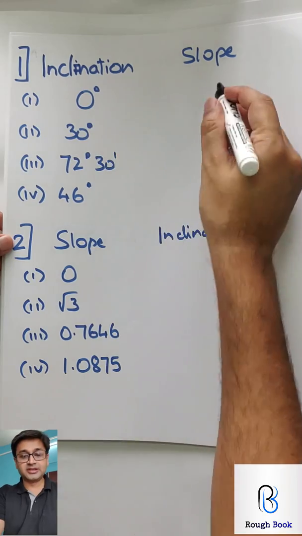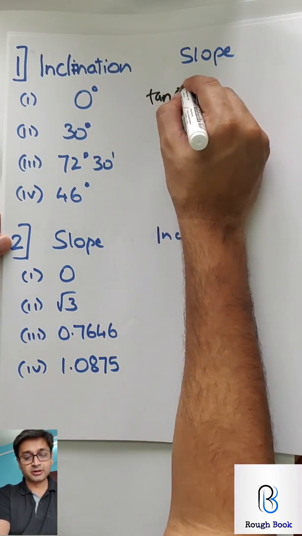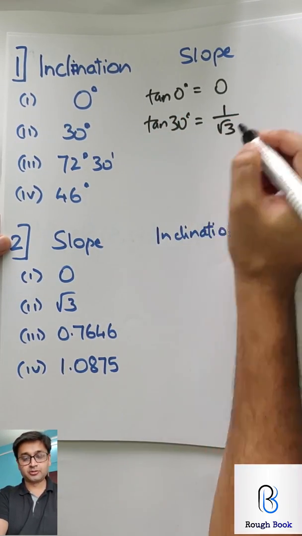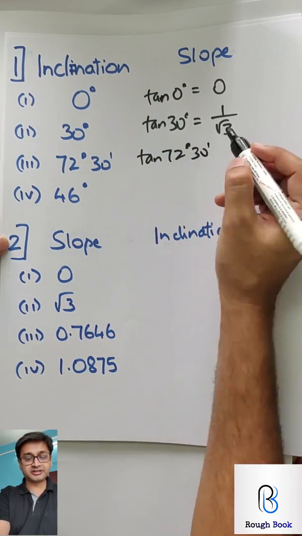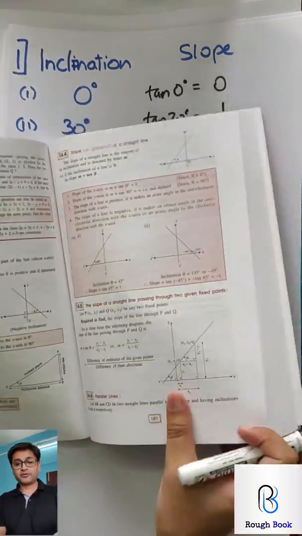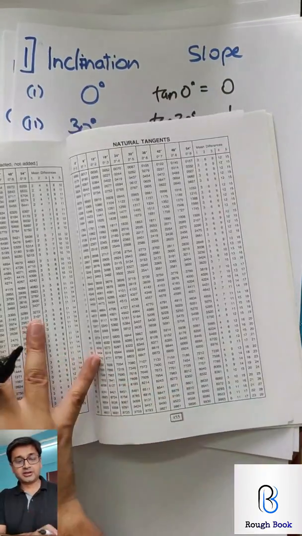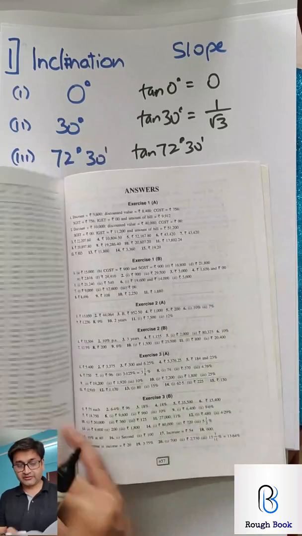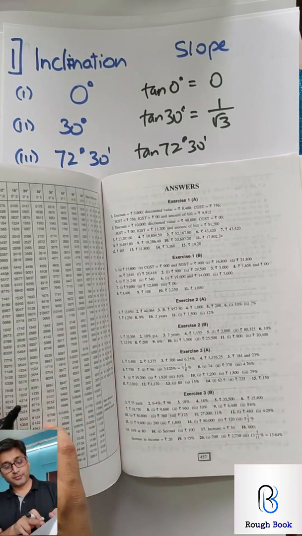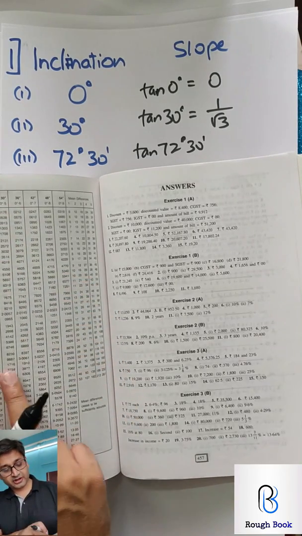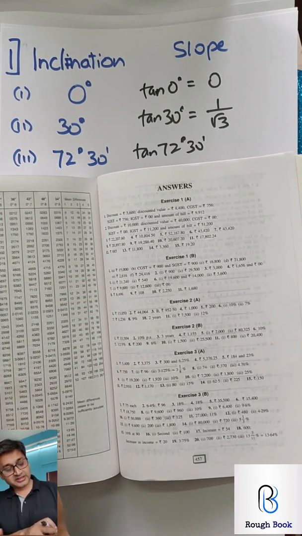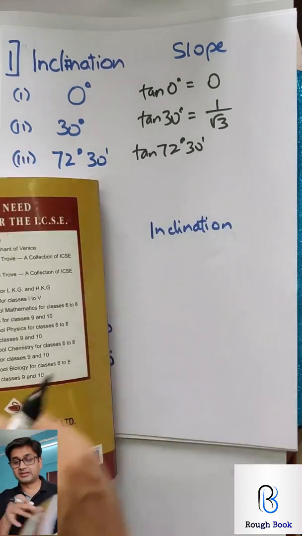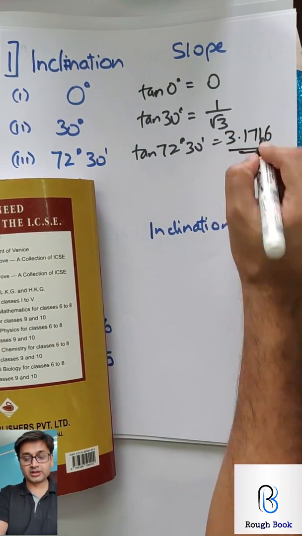You've been given inclination as 0. What will be the slope? So slope will be tan 0. What is tan 0? 0 only. Tan 30. What is tan 30? 1 by root 3. Tan 72 degrees and 30 minutes. So how will you get this one? If you go to your textbook, you can go right behind and here you will see the tan table, natural tangents, 72 degrees and 30 minutes. So go to 72, which is right here. Can you see 72 and 30 minutes? So 30 minutes is here. So 72 and 30, 1716. So basically you have to look here, 3 point something and the 4 digits are here. So 72 30 is 3.1716. Do you get this?